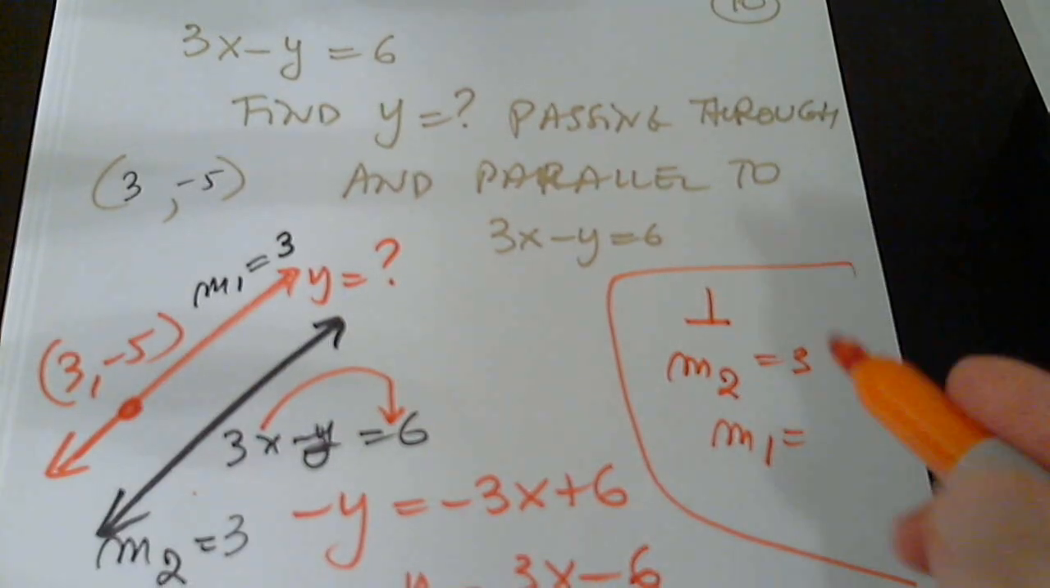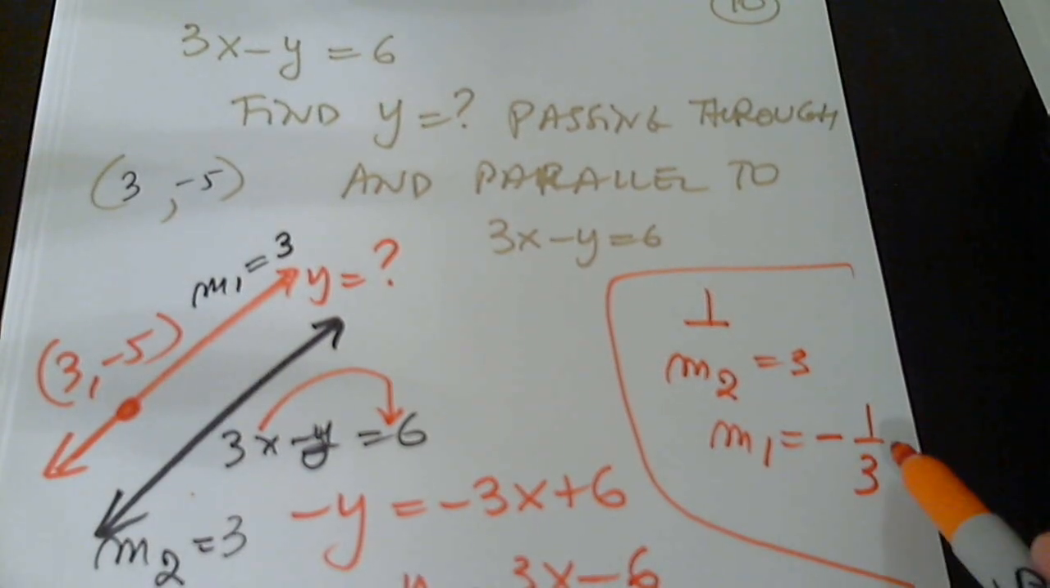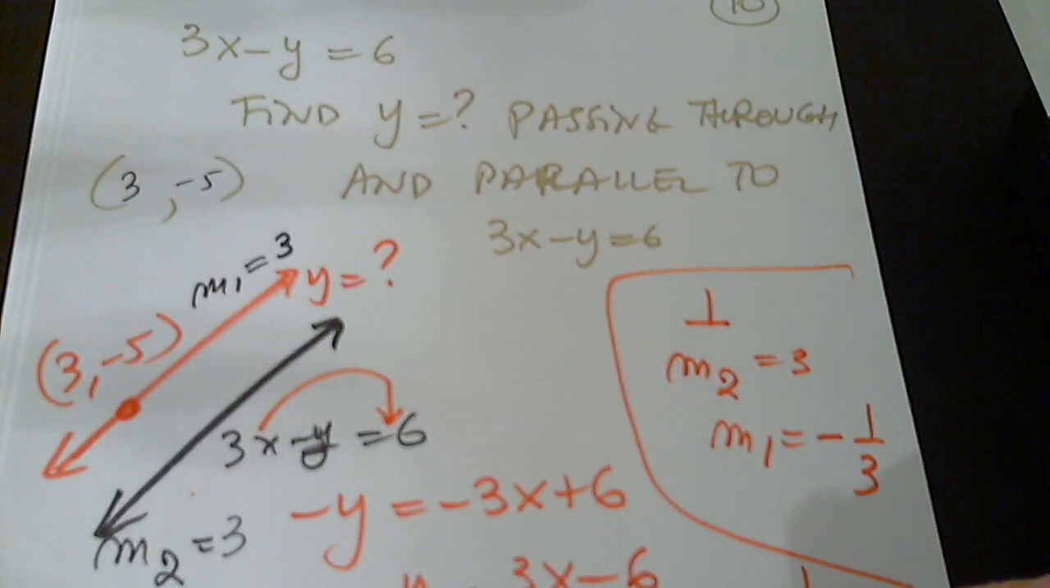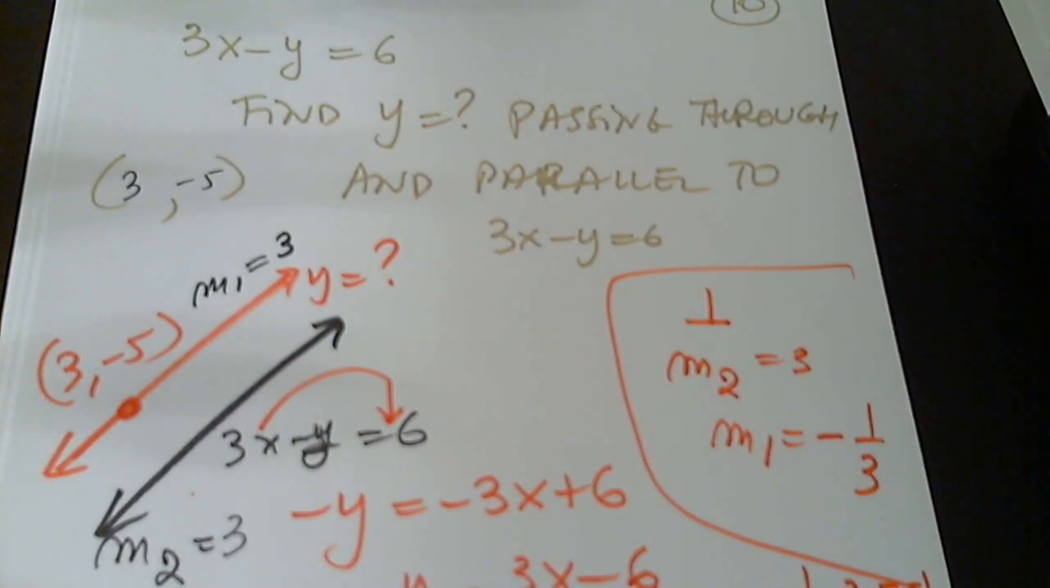Would it be -3? No, -1/3. Remember, the product has to be -1. So -1/3 times 3 will be -1. It's the negative multiplicative inverse. Good. Very good.